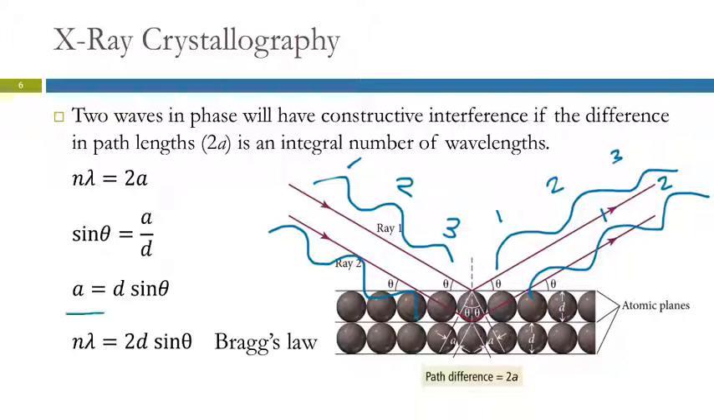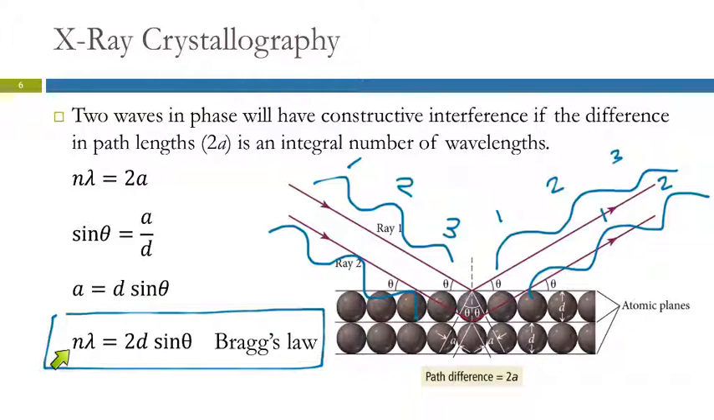If there's a Bragg's law question on the exam, I will give you the equation. N is an integer number, 1, 2, 3, 4, 5, doesn't matter. Lambda is the wavelength. D is the distance between the atomic planes, the layers of atoms. And theta is the angle at which the X-rays are coming in. Any questions?